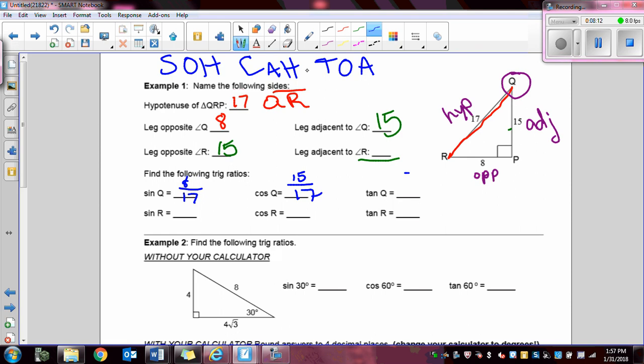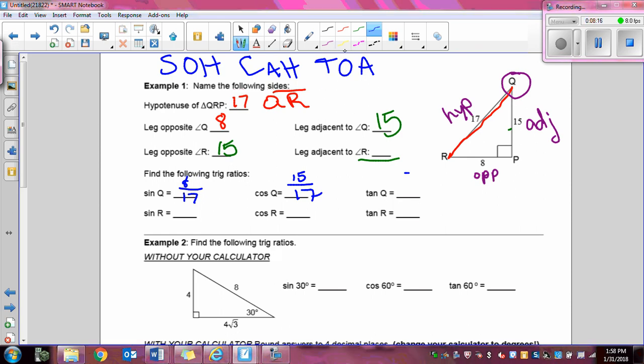And now tangent is the only one that doesn't use the hypotenuse. It is the opposite side over adjacent side. My opposite is 8, and my adjacent is 15. All right guys, I want you to try to do sine of R. We'll have more practice of this, sine, cosine, and tangent of R, in class.